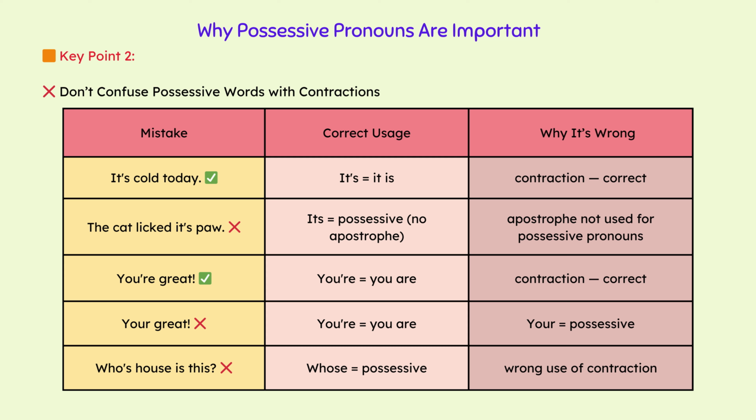Another one: your great. That's incorrect. You're means you are. Again, a contraction. But if you say your great, that's wrong. Your is a possessive word, like your bag or your idea. It doesn't mean you are. One more: who's house is this? That's a mistake. Who's means who is. You need whose for possession. So the correct sentence is, whose house is this? Always remember, possessive words like its, your, whose have no apostrophes. Contractions like it's, you're, who's always have an apostrophe.